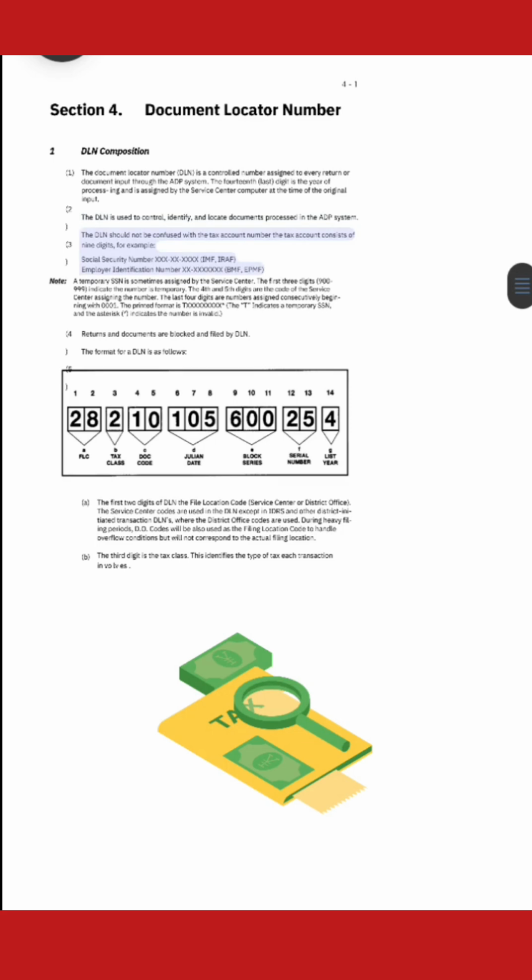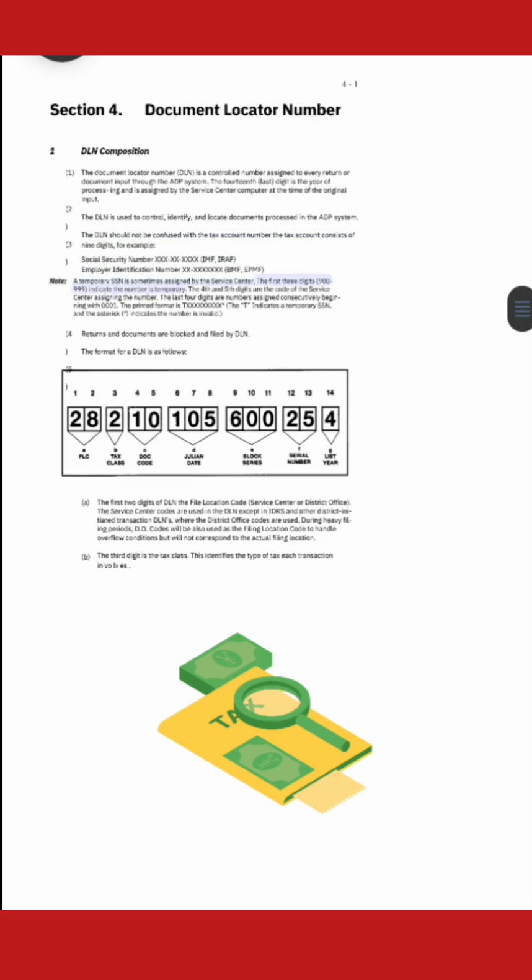The DLN should not be confused with the tax account number. The tax account consists of 9 digits, for example, Social Security number XXX-XX-XXXX for IMF, IRF, or Employer Identification Number XX-XXXXXXX for BMF, EPMF. Note: a temporary SSN is sometimes assigned by the service center.